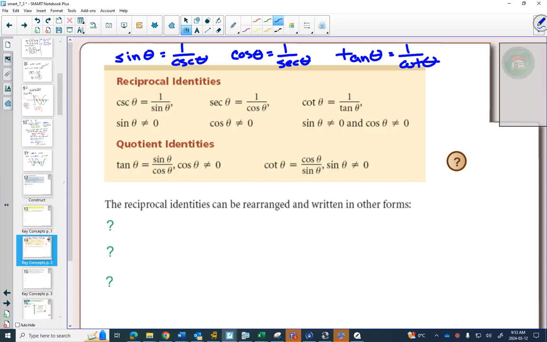And our quotient identities, this was a big idea, that tan of theta was sine theta over cos of theta. We also know that cotangent of theta is cos of theta over sine of theta. And you will use these two a lot. So these become our tools.